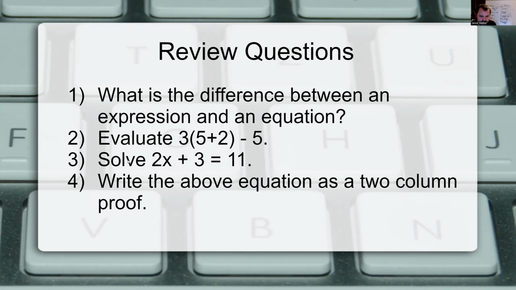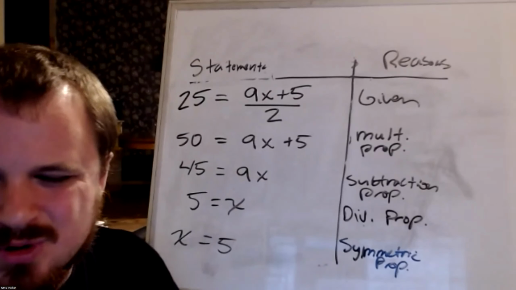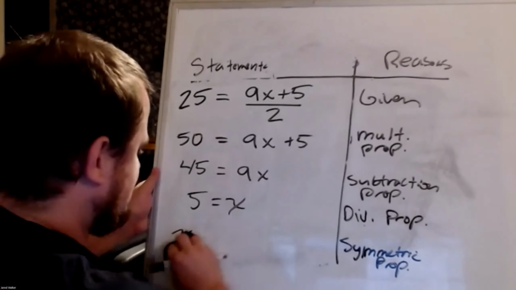With this review question, notice I have one that says the above equation has a 2-column proof. That won't be the level of difficulty I would give you on a test. Let me show you one more thing, and then we'll call it a day. The way I would give you a test question would probably be just something like this.